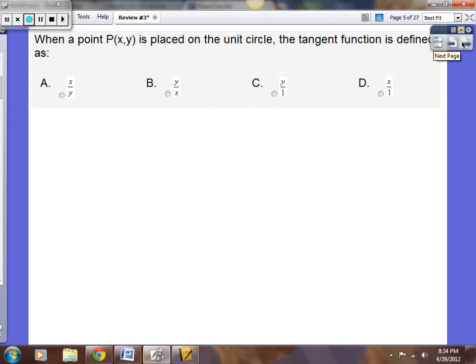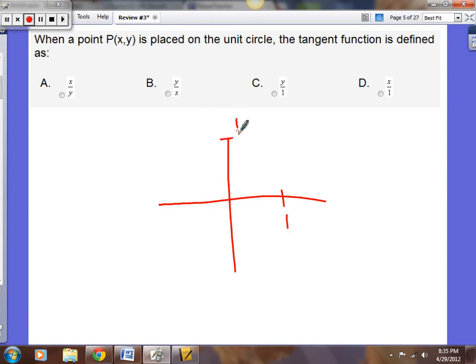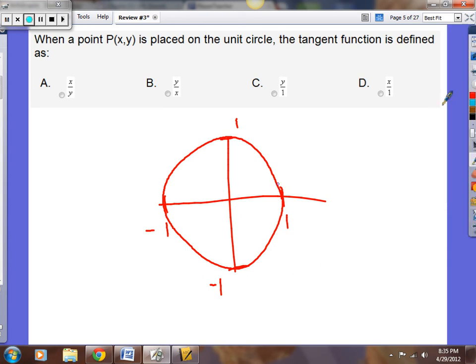When a point xy is placed on the unit circle, the tangent function is defined as, again, this is right where we are, but we just don't have time to get into it before the test. So the unit circle, what they're talking about is this. On the coordinate plane, call that 1, call that 1, call that negative 1, call that negative 1. If you draw a circle that has a radius of 1 and you put it in the coordinate plane, this is called the unit circle. So let's say I make an angle there, I'm going to call that theta. I've got a 90-degree triangle. We're going to call this x, we're going to call this y.